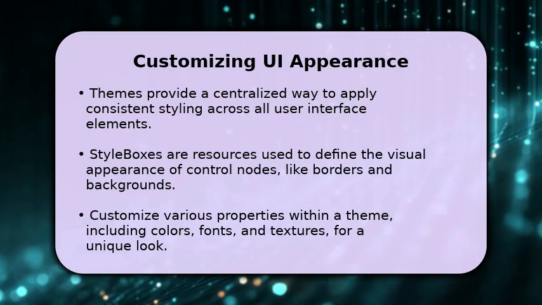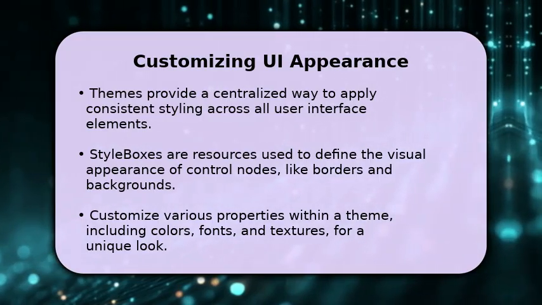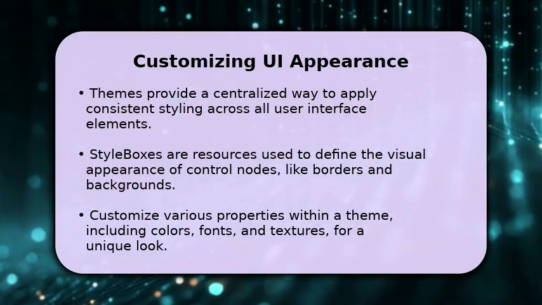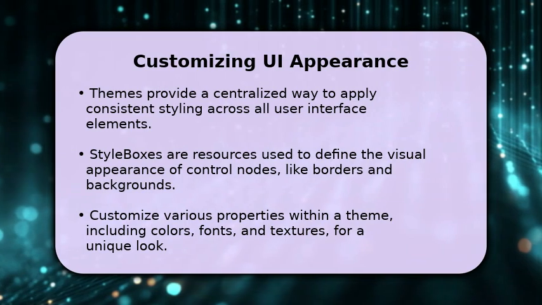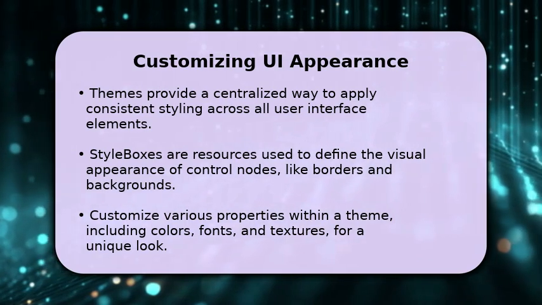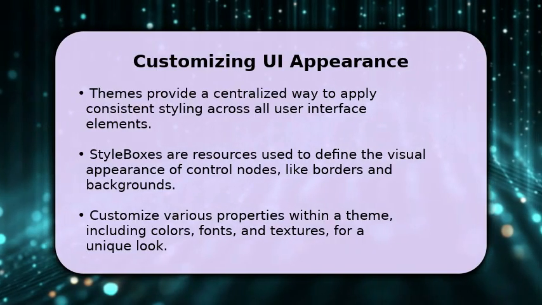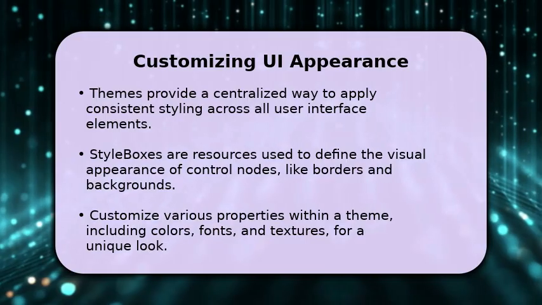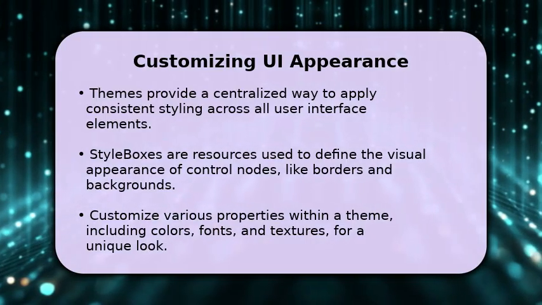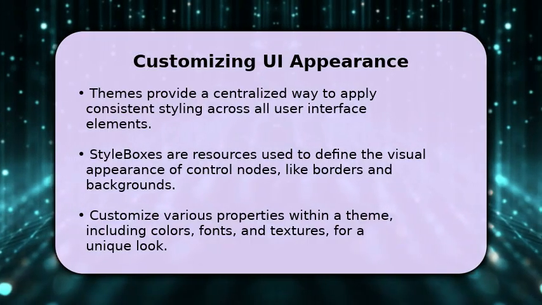Finally, let's make your UI visually appealing with themes. Themes are powerful assets that allow you to define a consistent look and feel for all your UI elements. You can customize properties like colors, fonts, and textures using style boxes, which define how elements are drawn. A great feature is theme inheritance. You can create a base theme and then make smaller, specialized themes that only override specific properties, streamlining your design process significantly.